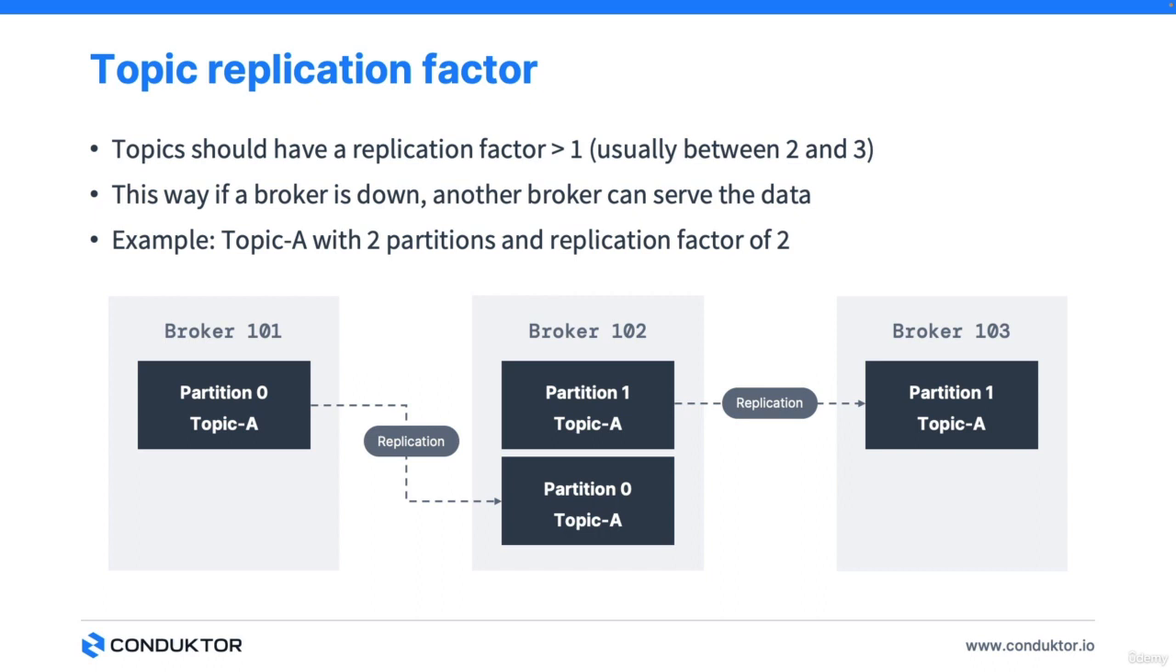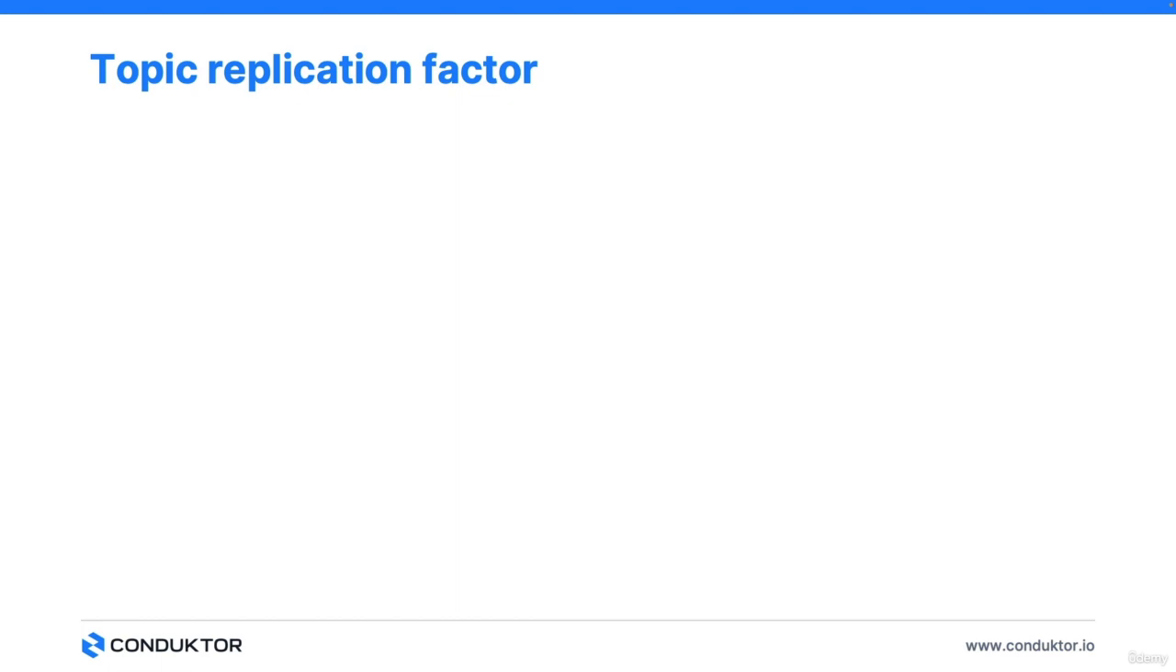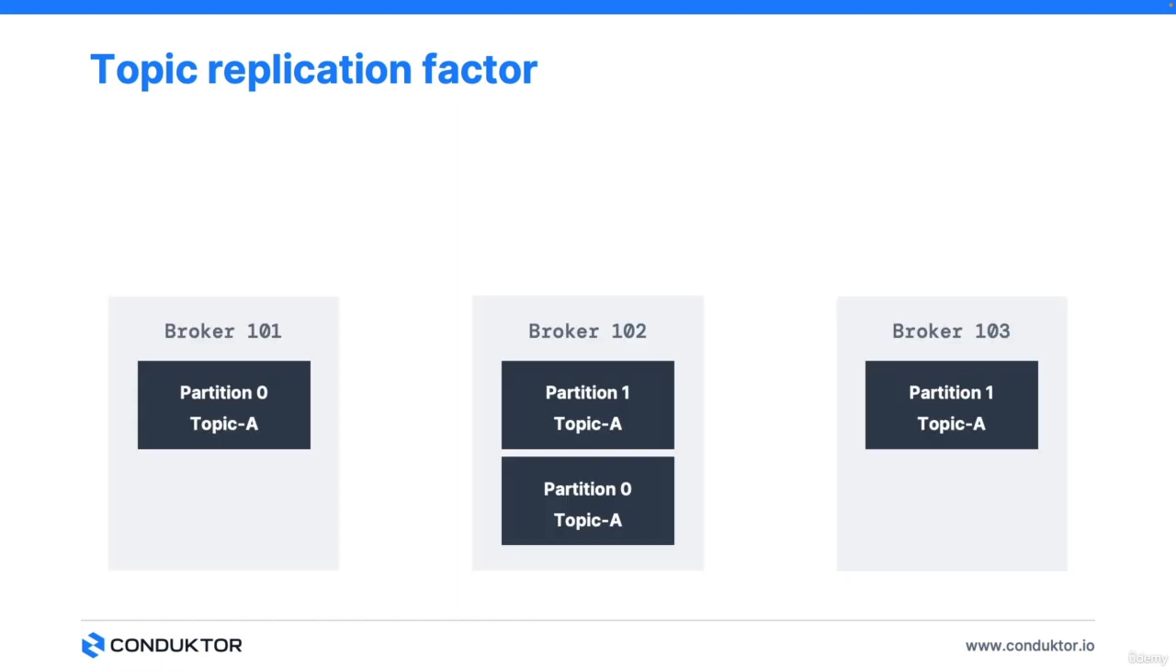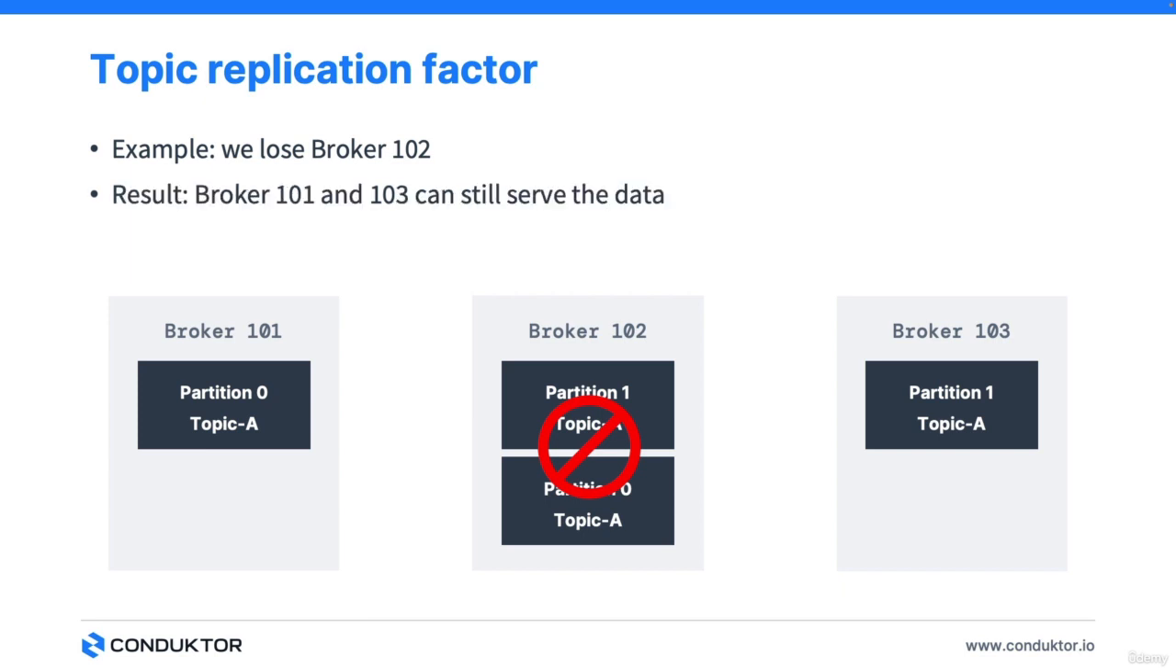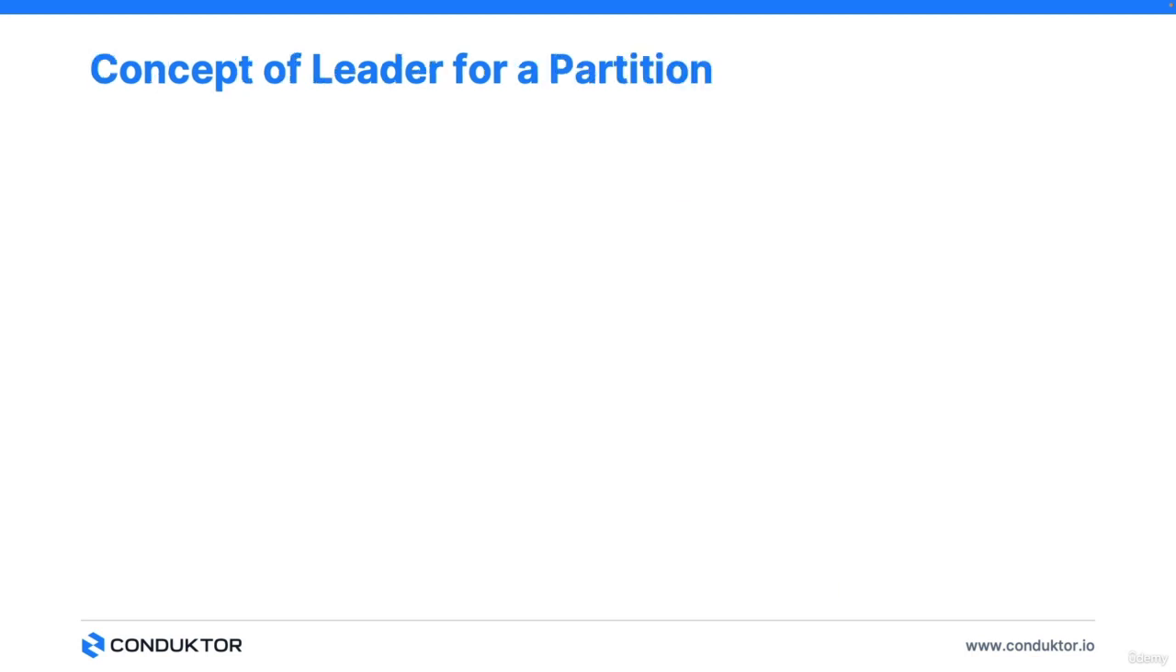And we can see that brokers are replicating data from other brokers. So what does that mean? Going back to this, what if we lose broker 102? Well, as we can see, we have broker 101 and 103 still up, and they can still serve the data. So partition 0 and partition 1 are still available within our cluster. And this is why we have a replication factor. So in case of a replication factor of 2, to make it very simple, you can lose 1 broker and be fine.